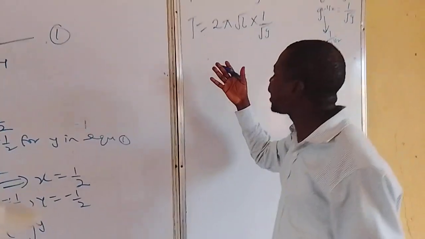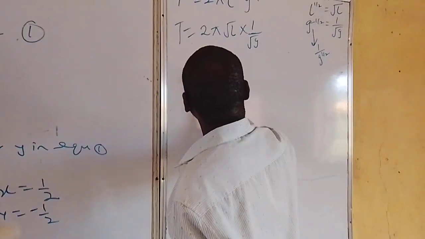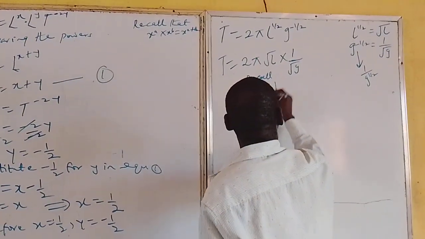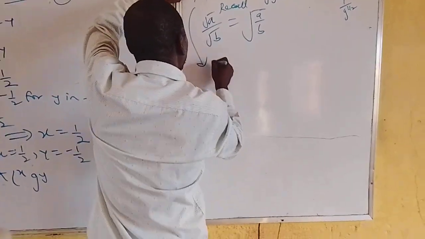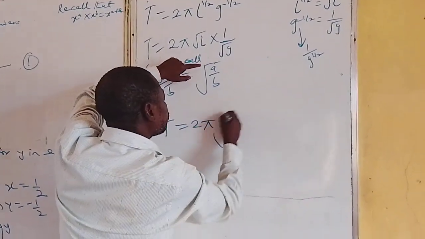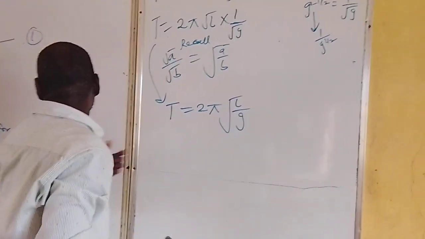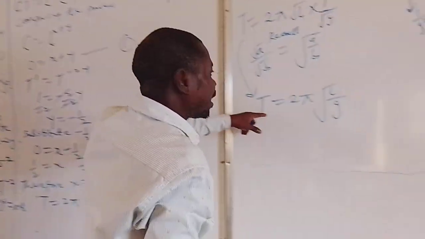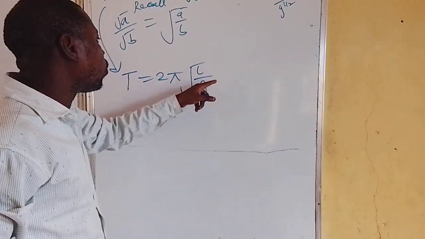Then from mathematics again, when you have root a over root b, recall that root a over root b is equal to root of a over b. So similarly, I can now say that t is equal to 2 pi into root of l all over root of g. So hence the formula connecting t, l, and g is given as t is equal to 2 pi into the square root of l over g.